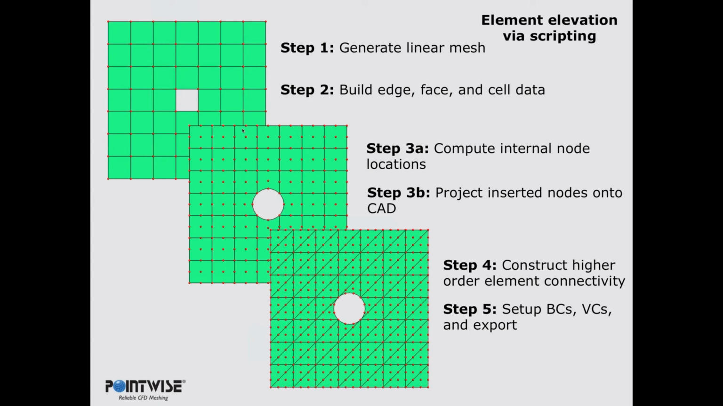You generate a linear mesh. You build the higher order faces and edges and cell data. You compute the internal node locations and then project those surface nodes onto the CAD. In this step, there is some interpolation going on, but it's only near the actual surface. Then you construct the higher order elements and export the element connectivity and the boundary conditions.